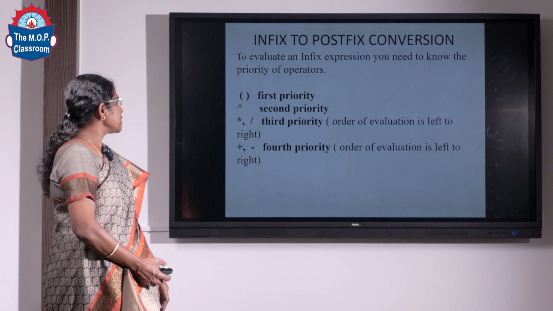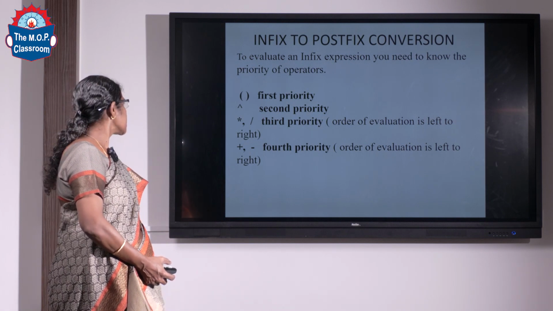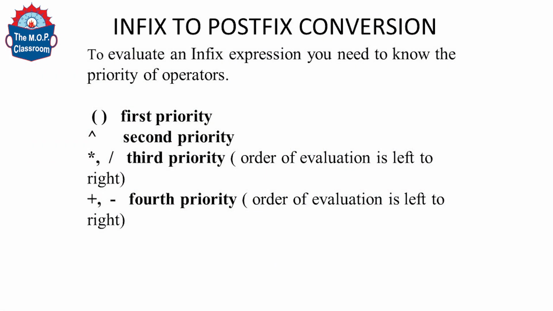To evaluate an infix expression, you need to know the priority of operators. The priority goes like this. First priority is given to parenthesis, second priority is given to exponent, third priority goes to multiplication and division. Suppose both multiplication and division appear in the expression, then the evaluation is in the order of left to right. Similarly, the fourth priority goes to plus and minus. Here also the order of evaluation is from left to right in case both operators appear in the expression.